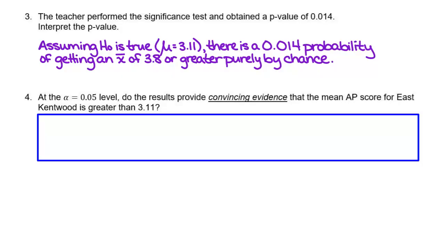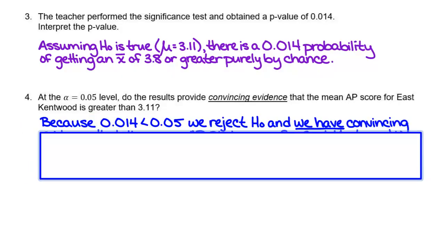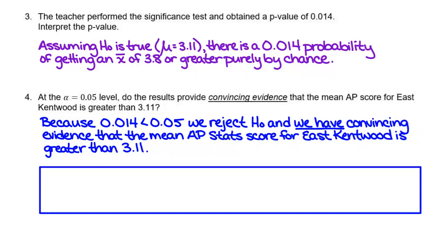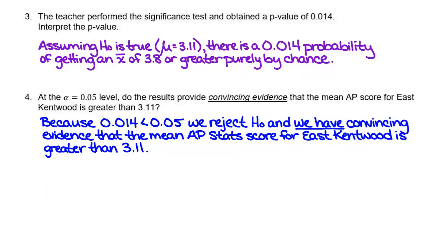This is part of the conclusions that we write when we do tests. First, you have to explain what that p-value even means, and then we need our decision and our conclusion in context. The decision is to reject or fail to reject. The conclusion is because we do have convincing evidence or because we don't have convincing evidence. And then we couch all of that in the context. So with a p-value of 0.014, would we reject or fail to reject? We would reject. And so we do or do not have convincing evidence. We do have convincing evidence that the mean AP Stats score for East Kentwood is greater than 3.11.